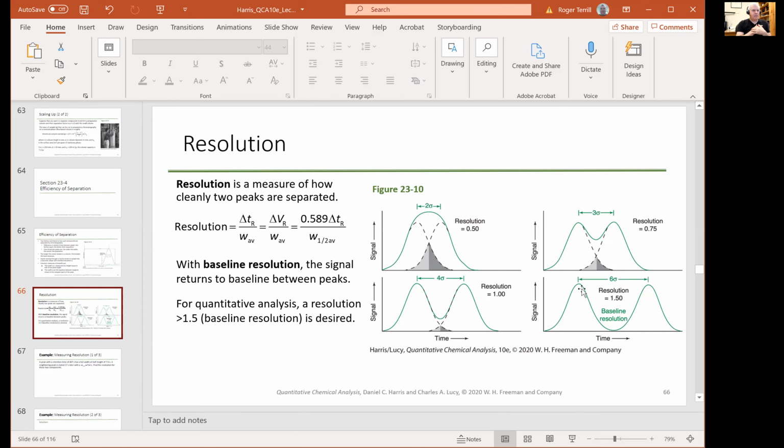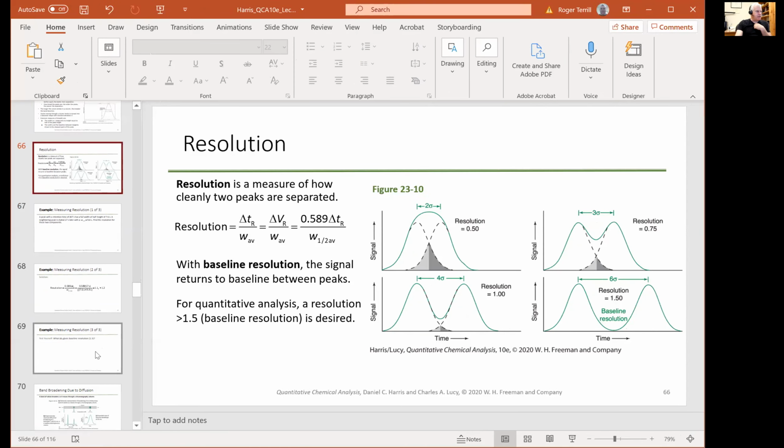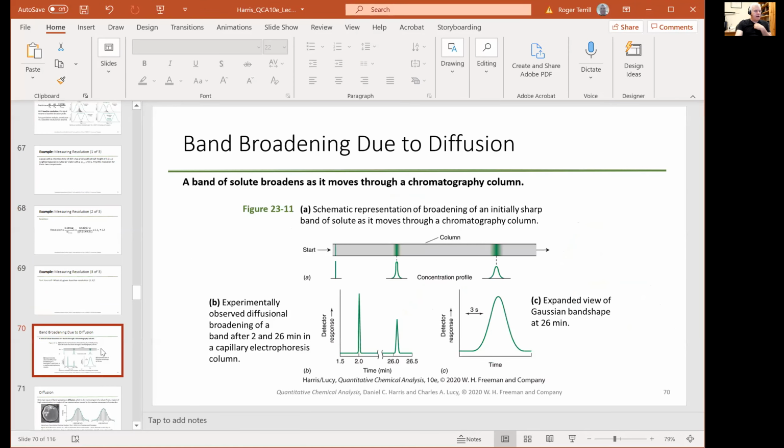So a baseline resolution of greater than 1.5 is where the distance between the peaks is greater than 1.5 times the width at half height. And that is typically when you say something is baseline resolved. Okay. There's some examples of baseline resolution. And then now let's talk about broadening.